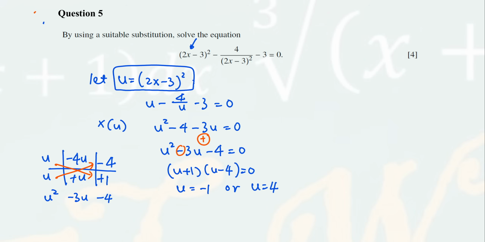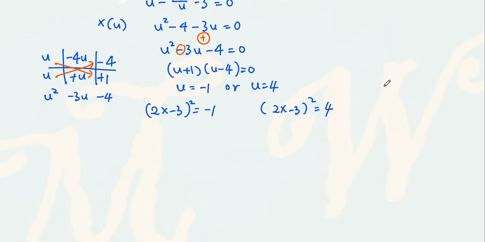Okay, so which means I will just directly replace. Which means now here I will write 2x minus 3 squared equals to minus 1, or square of 2x minus 3 equals to 4. So from the first one, we know that it is impossible to get the solution because the square of the number is negative 1. So this one you just write no solution. Okay, and we will be getting the answer from the second part.